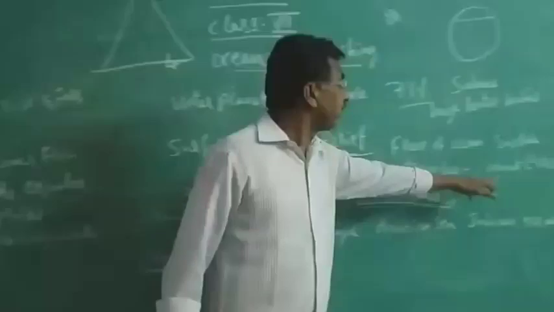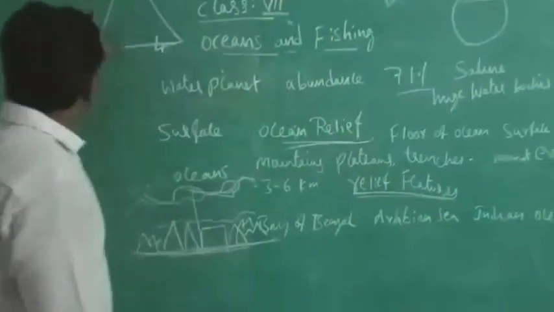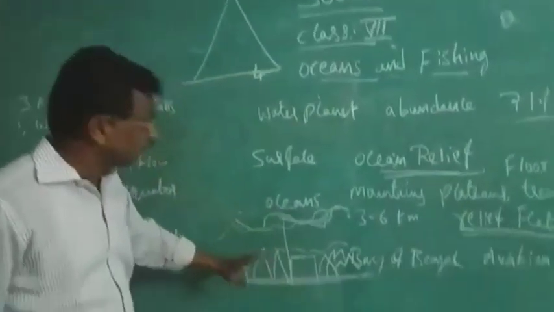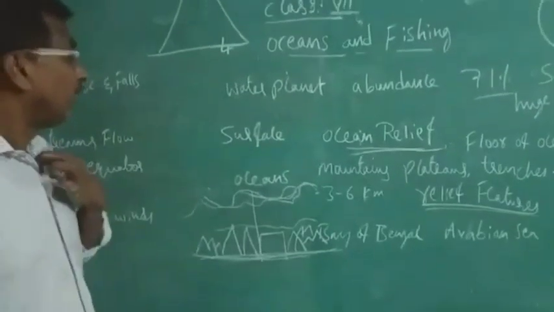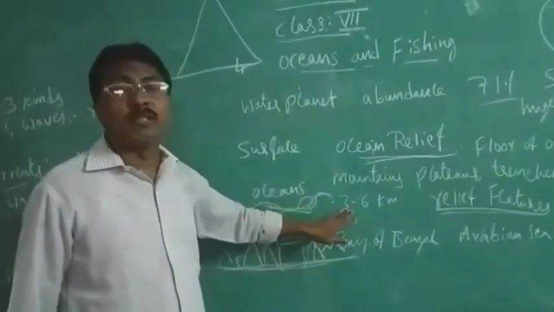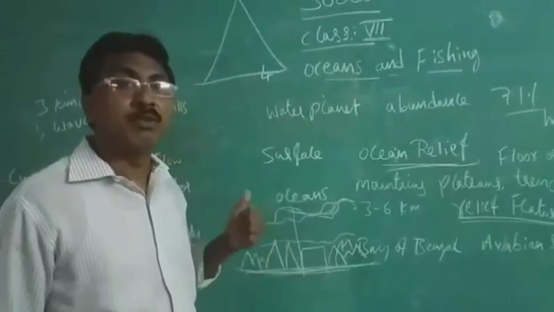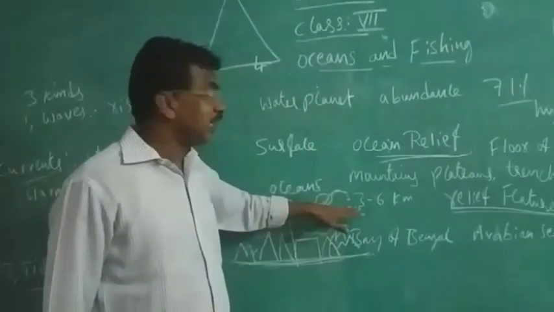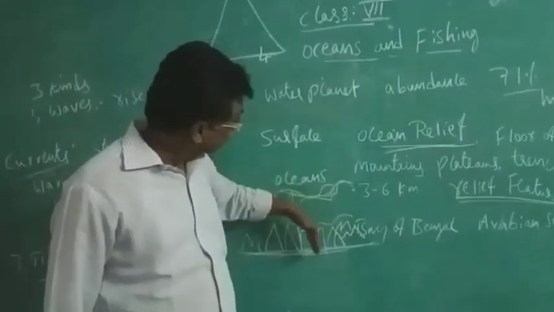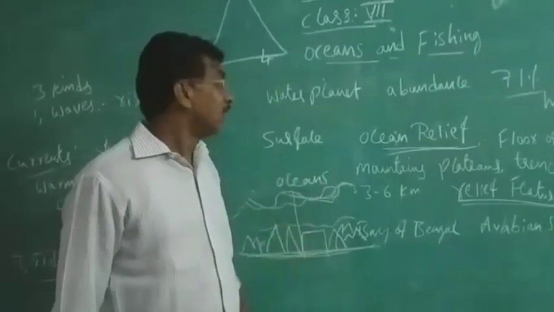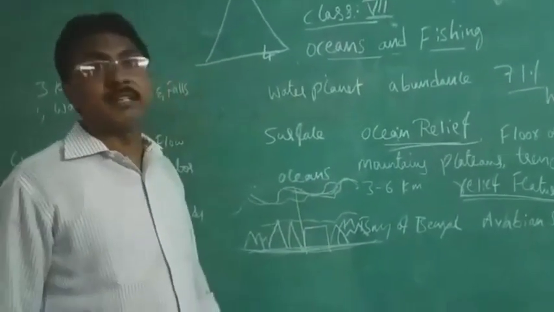And I told you about Mount Everest: if you cut Mount Everest and put it in the ocean, it will go inside completely. How much depth will be there in the ocean? The depth will be about 3 kilometers, and in some areas 6 kilometers down.